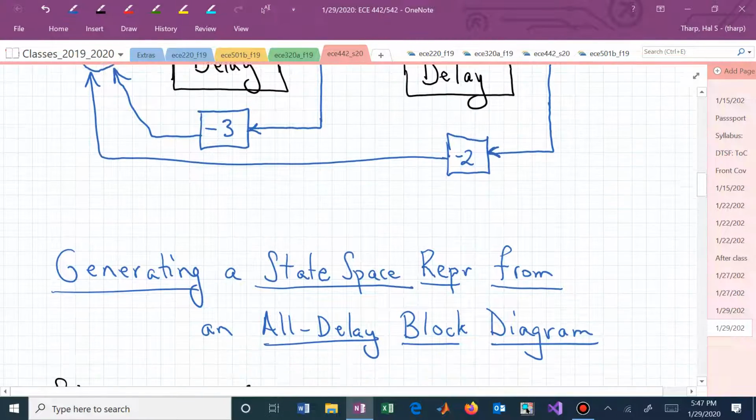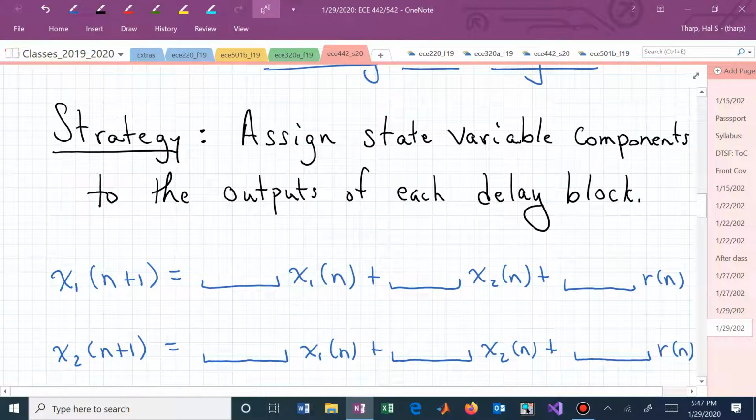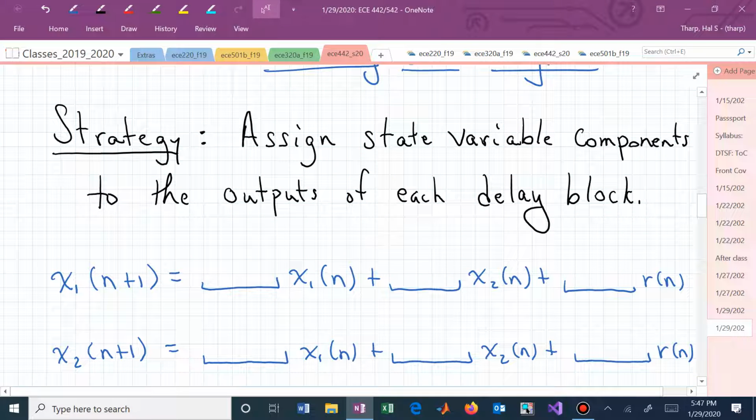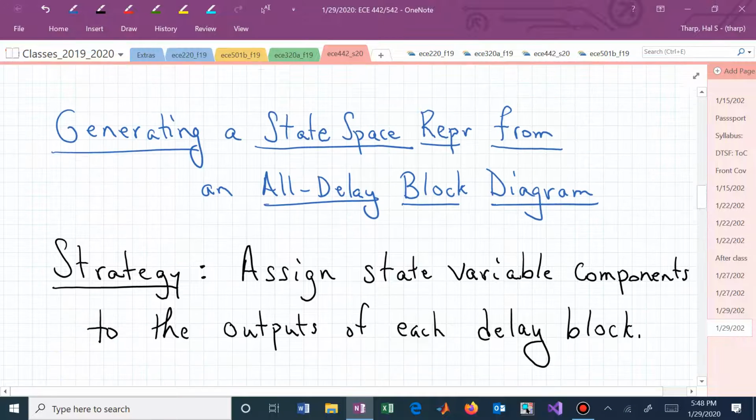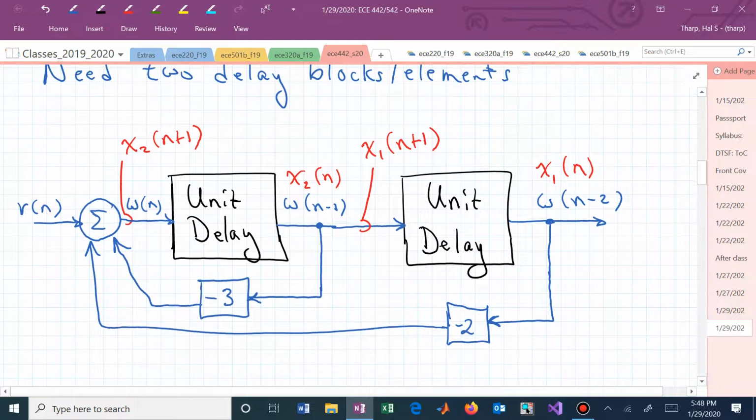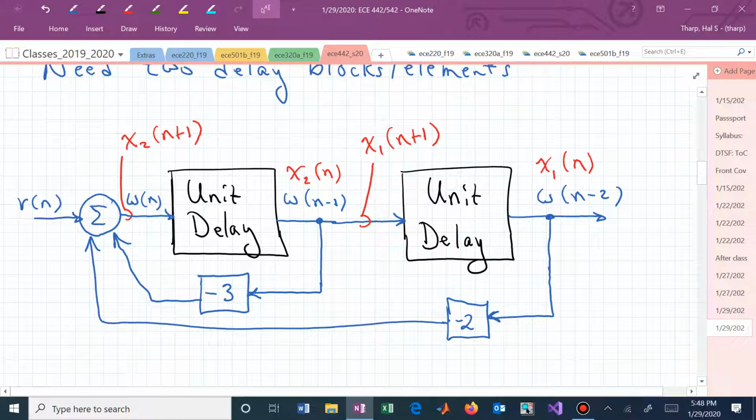Now can I fill in these equations? The structure needs to be a state variable component at time n plus 1 in terms of state variable components at time n and inputs at time n. And our only input was r of n. I now need to figure out what these coefficients are such that I produce x1 of n plus 1. So I go back to my all delay block diagram, and I say, okay, what produces x sub 1 of n plus 1?